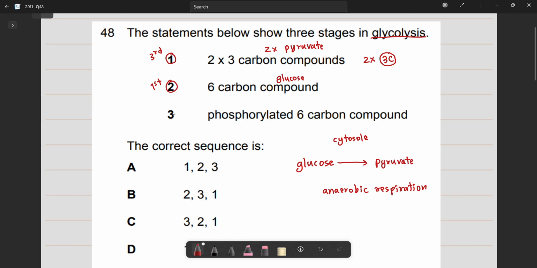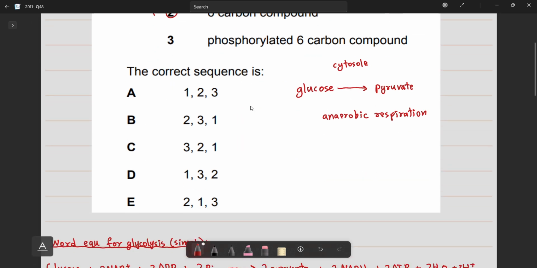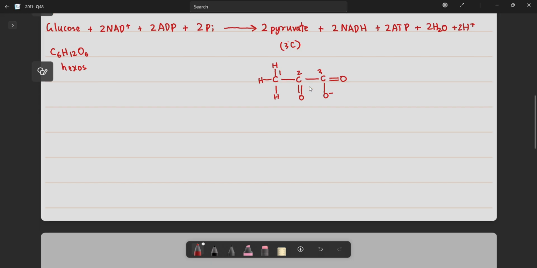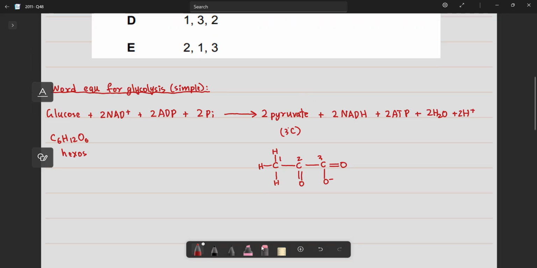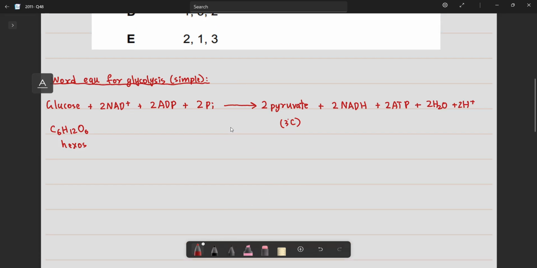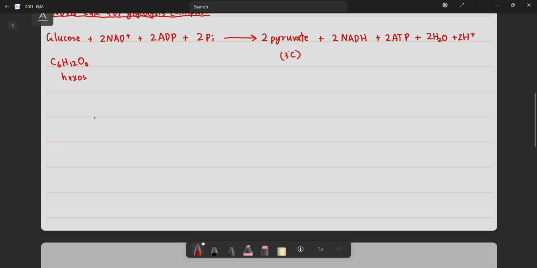Now the third statement mentions a phosphorylated six-carbon compound. I'm going to explain here that, as you know, the IMAT exam is very critical about time because it's very time limited, and glycolysis actually involves 10 steps.